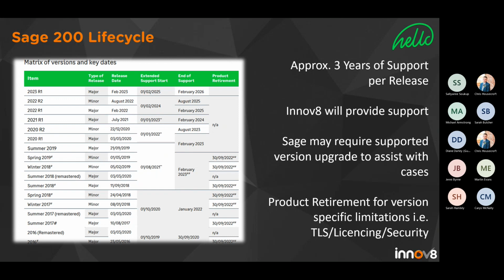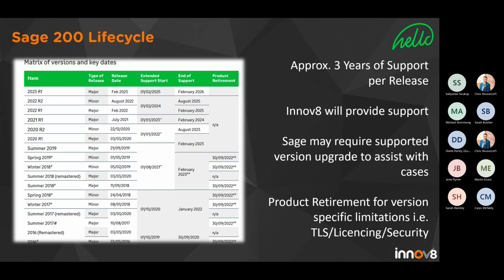As we can see on here, we've got a matrix of versions that's up to date with the latest release, which is also covered in this slide deck. What Sage are doing now is supporting versions for 2 years on full support, and then an extended support of a year, which basically gives around 3 years of support per release. What that means is if a product version that you're on has gone into end of support by Sage, Innov8 will still provide support where we can for that version. But if we need to refer anything to Sage to get their support, they may require that you're on a supported version before they can provide us with assistance and help us with any cases.